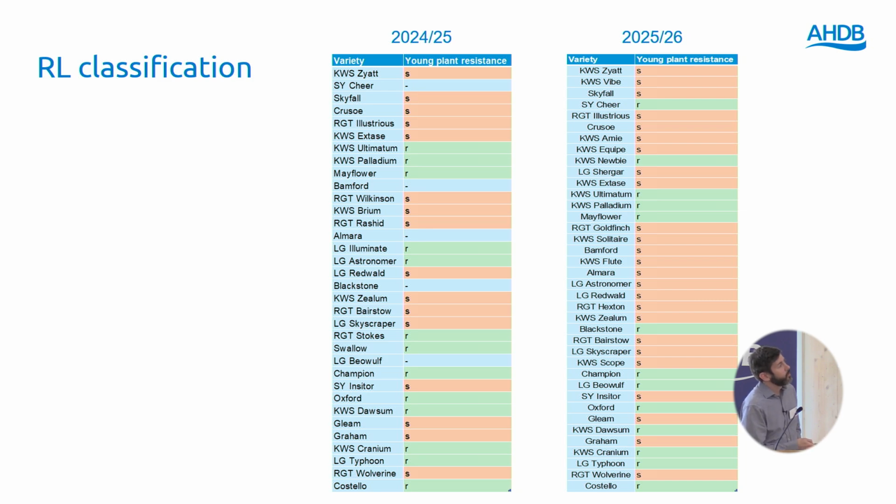So that could be either the growth room experiments, RL trials, or the spring sown winter wheat trials. Generally speaking, all the varieties retained their classification between last year and this year, the one exception being LG Astronomer, which was classified as resistant last year but downgraded to being susceptible at the young plant stage this year.